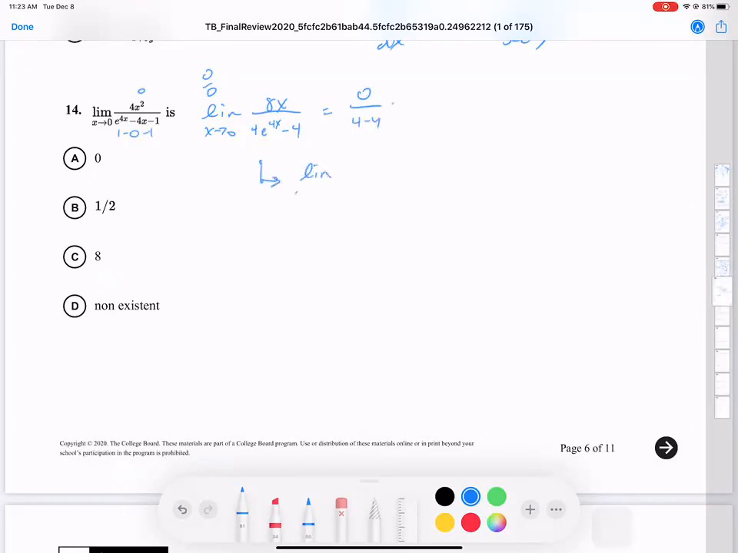So the limit as x approaches 0 is going to be 8 over the derivative of e to the 4x, which is e to the 4x times 4. So it's 16 e to the 4x. And then we can plug in 0 again. So it's 8 over e to the 0, which is 1, times 16. That is 1/2. Okay, L'Hopital's rule.